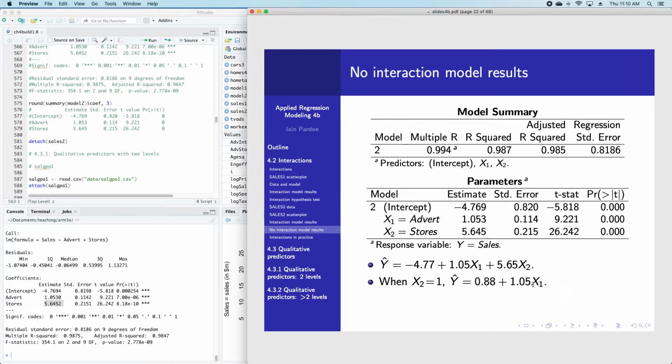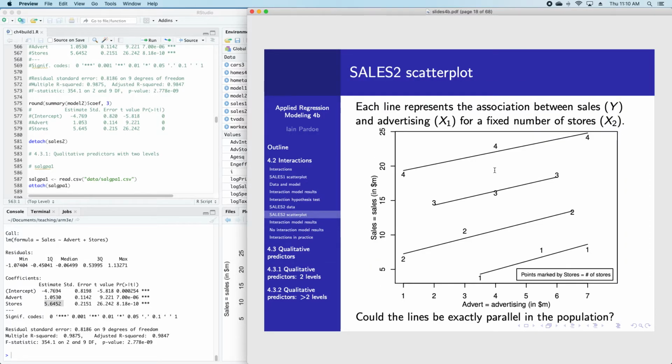And if you think about it, let's do x2 equals 2. So I'd have 2 times 5.65, and then combine that with the minus 4.77. That would give me an intercept. But with the 1.05x1, there's nothing I can do there. There's nothing to simplify. It's just going to be the same. So for all 4 equations, I'm going to have different intercepts, but all the slopes with respect to x1 will be the same. Coming back to my picture, it means that all these lines have the same slope. They're all parallel.